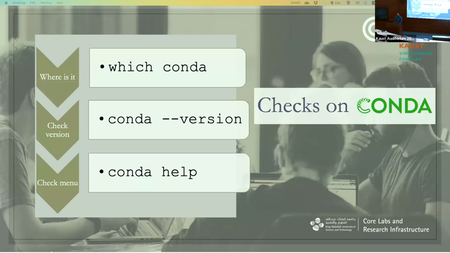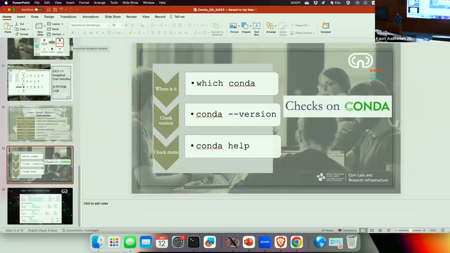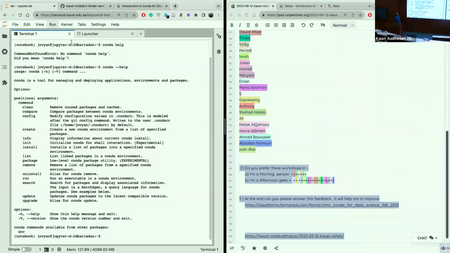Okay. So the last one was conda help. Something that is very nice to have is a way to understand what to put. Most of the time you can use conda --help, in order to display the menu of options that you have. Okay. So if you see here, conda --help will tell me, this is how we use conda.